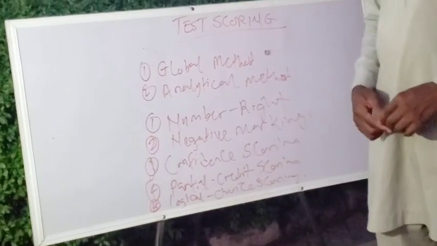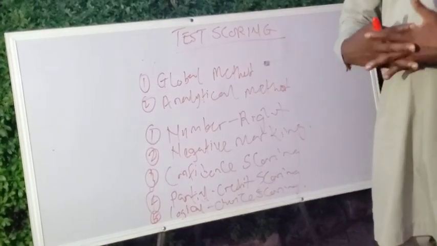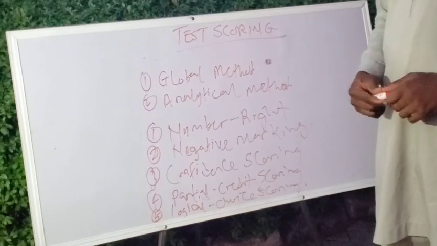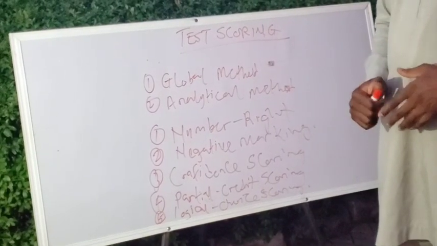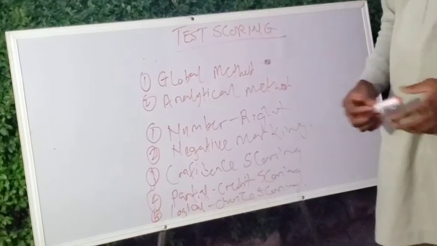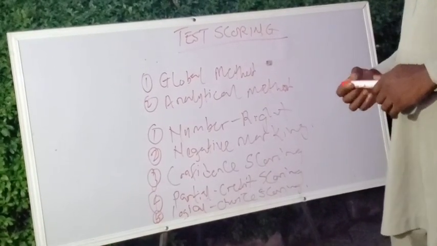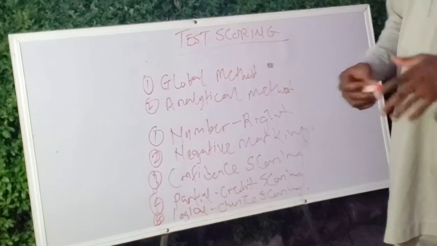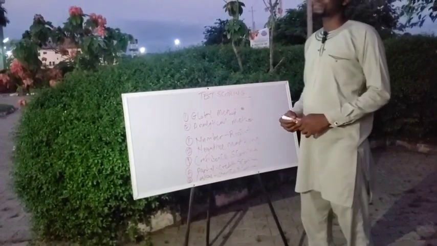The negative marking scoring method is also known as correction for guessing. This is used especially when there is instruction beforehand on the test not to guess. Negative marking will be used to correct for guessing or tendency to guess, as the case may be.